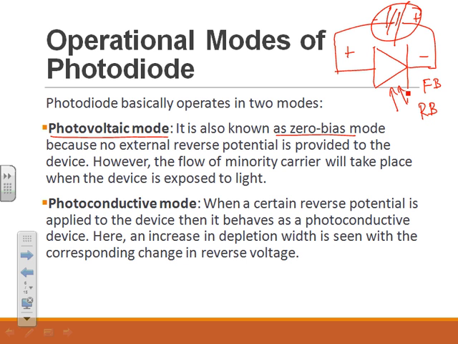Then the photoconductive mode is when a certain reverse potential is applied to the device, and then it behaves as a photoconductive device. So applying a biasing voltage to this device is called the photoconductive mode. Here an increase in the depletion width is seen with the corresponding change in the reverse voltage. Applying more reverse voltage creates more depletion, so there is less flow of current through the PN junction. These are the two operational modes of a photodiode.